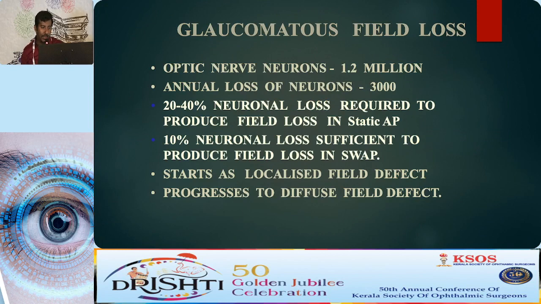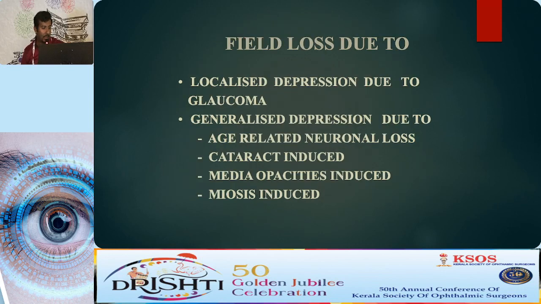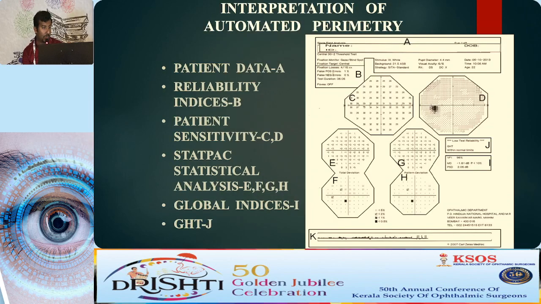There are 1.2 million neurons and 3000 neurons die annually, and 20 to 40% neuronal loss is required to produce a visible field loss. So it's not a minimal thing, it's 20 to 40%. But in SWAP, 10% neuronal loss can be visualized. It starts as a localized field defect and progresses to a diffuse field defect. Localized ones are for glaucoma. Generalized can be due to cataract, media opacities, or even miosis.